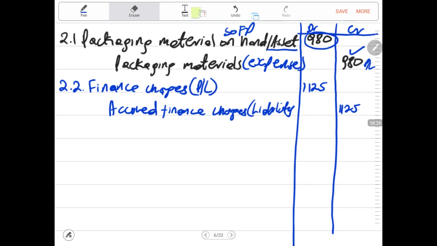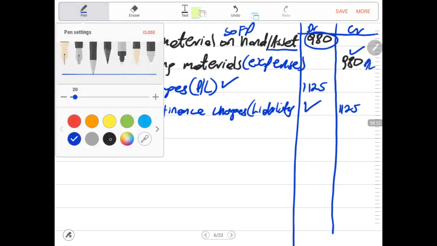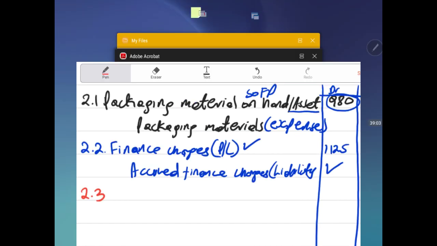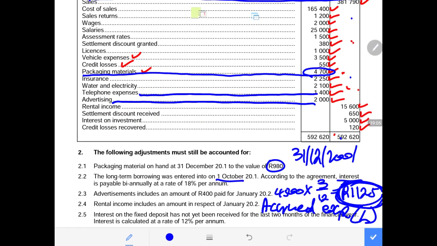So now, and I highlight this, make sure that you record the amount on the debit side in the correct financial statement, and also the amount on the credit side in the correct financial statement. The minute you do that, at the end of the last adjustment, you will be done with the financial statements and you can balance them immediately. Then we go to 2.3. We look for adjustment 2.3.